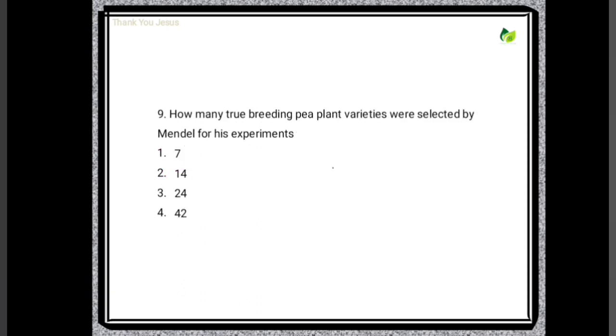How many true breeding pea plant varieties were selected by Mendel for his experiments? The options are 7, 14, 24, 42. Mendel studied 7 characters of pea plants in his experiments. Each character has two alternative traits, such as alleles. So totally 7 into 2 is equal to 14. 14 true breeding varieties were selected by Mendel. The correct answer is 14.